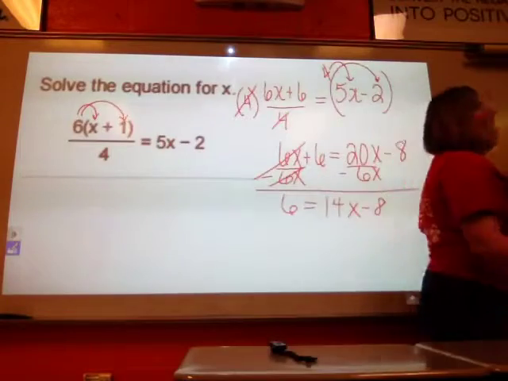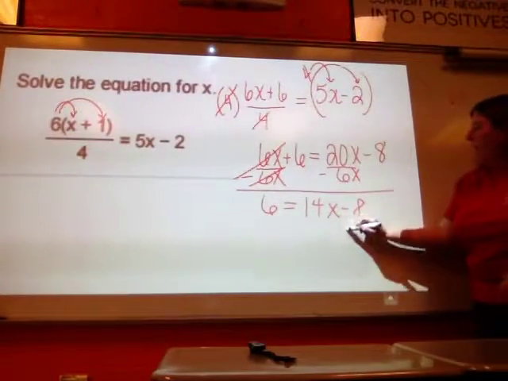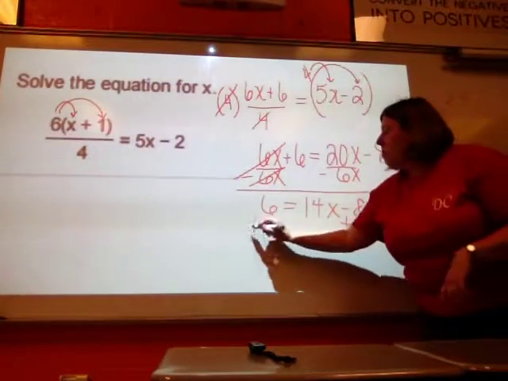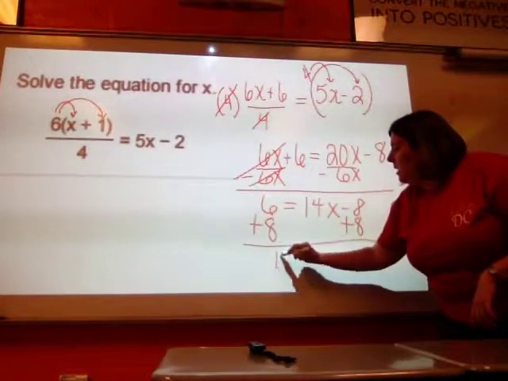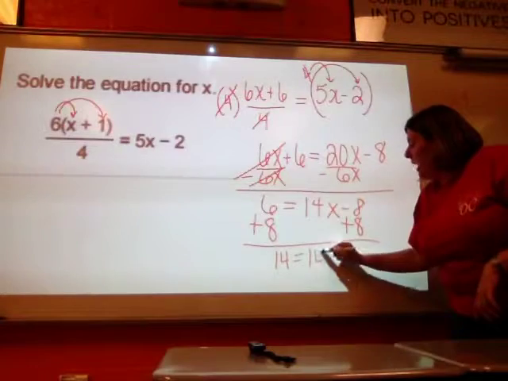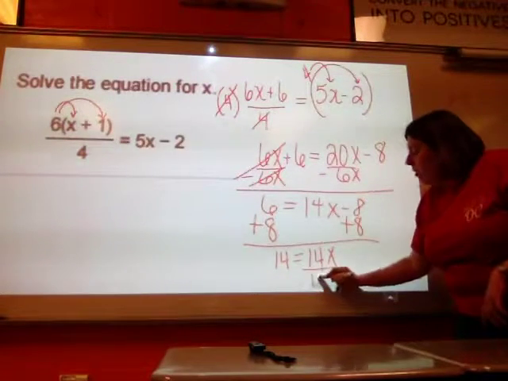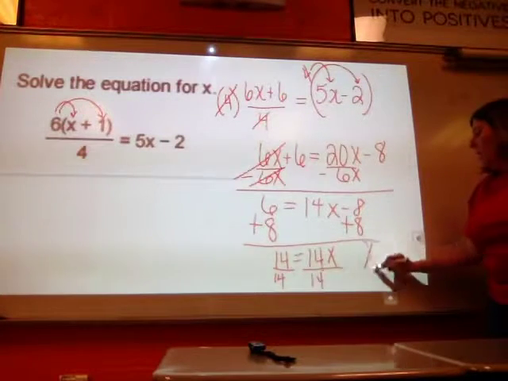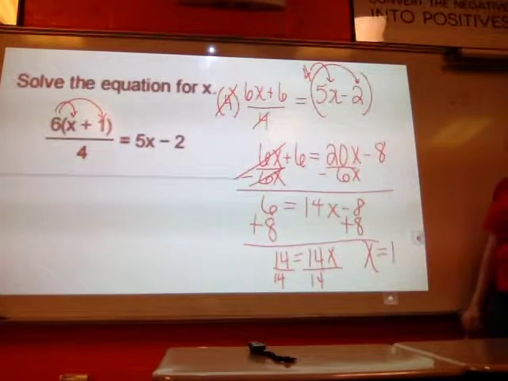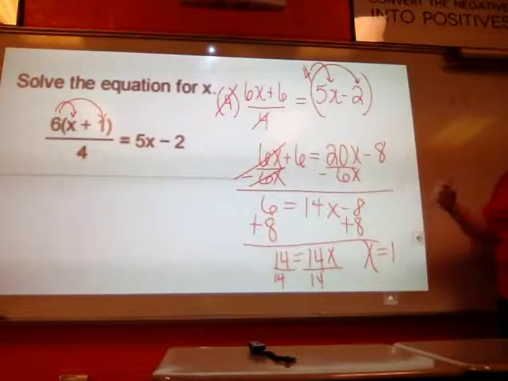Now when I get ready to solve for x, I can add 8 to both sides. So that's going to get me 14 is equal to 14x. When I divide by 14, I can get x is equal to 1. So x would equal 1, and that's one way to work it.